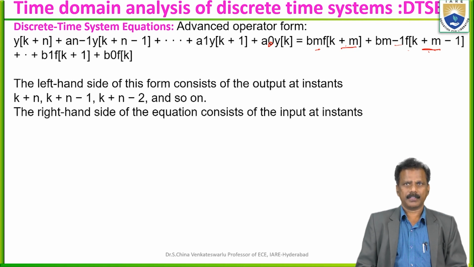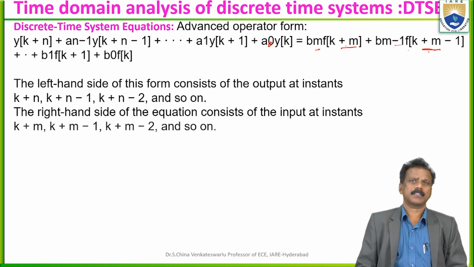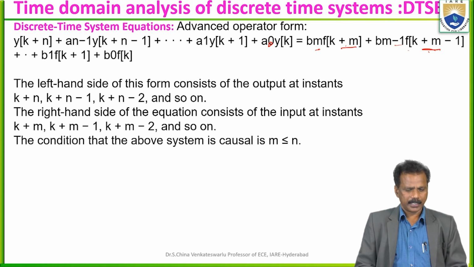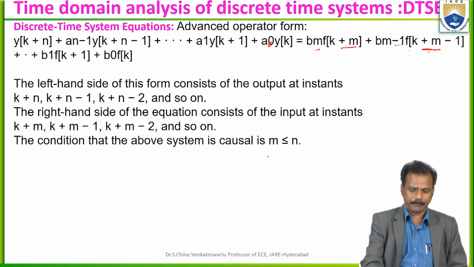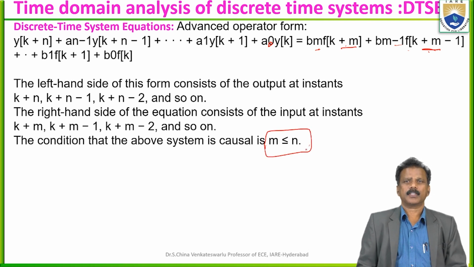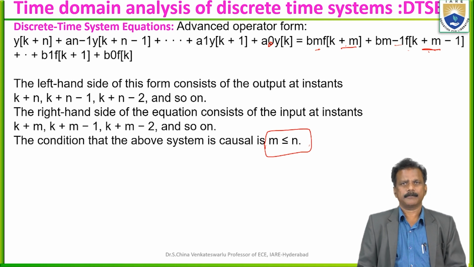The right hand side of the equation consists of the input at instants like k plus m, k plus m minus 1, k plus m minus 2, k plus m minus 3, and so on. The condition for the above system to be causal is m less than or equal to n. Then the system is causal.